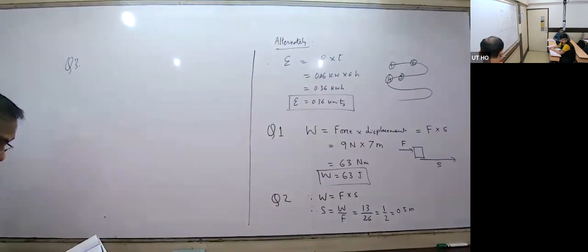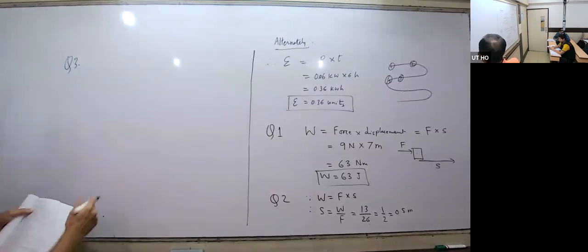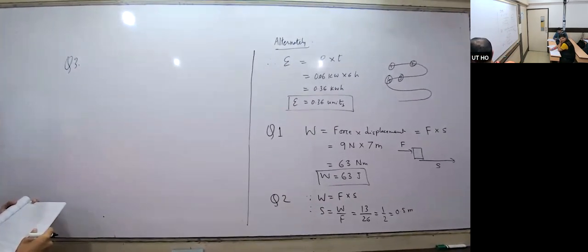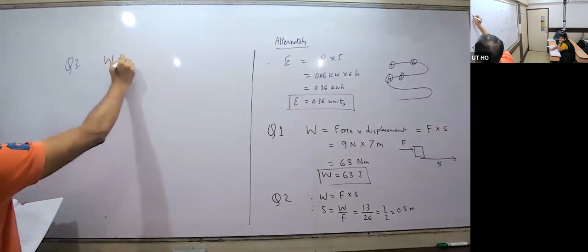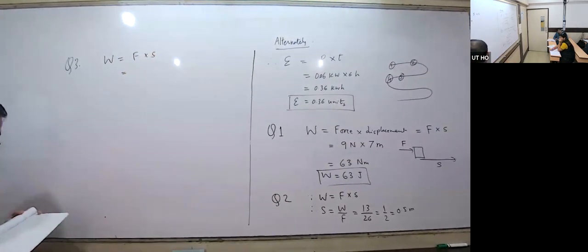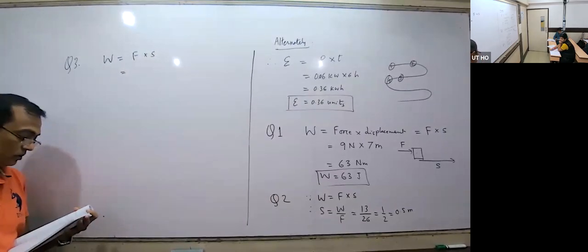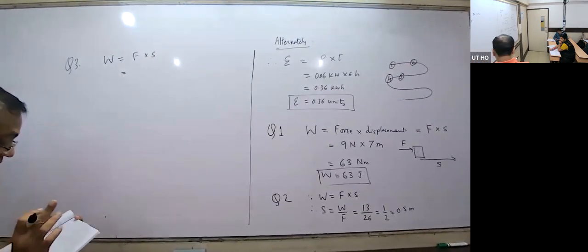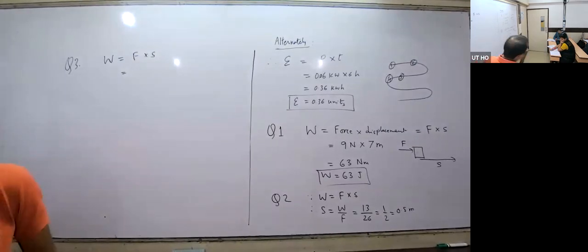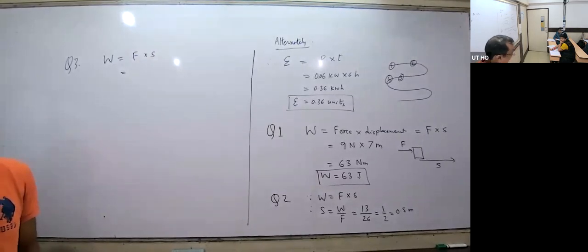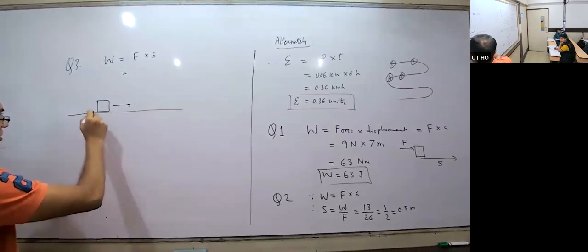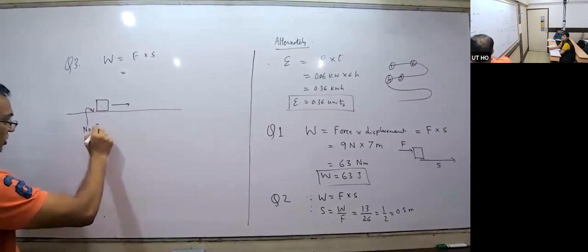A body of mass 0.5 kg moves on a frictionless surface with a uniform velocity of 5 meters per second. Is the body doing some work? So what is work? Work is equal to force into displacement, right? So from the given question, a body moves on a frictionless surface with a uniform velocity. Is there any force acting on it? Gravitational force, but is there any displacement in that direction? Body is, let us say, moving in this direction, and it is moving on this surface. It has no friction.